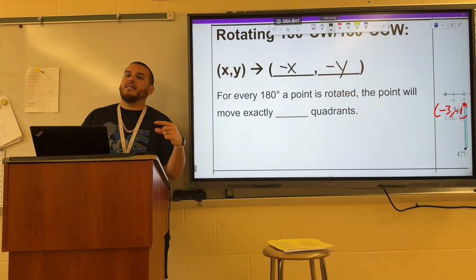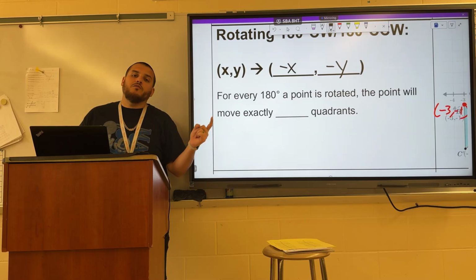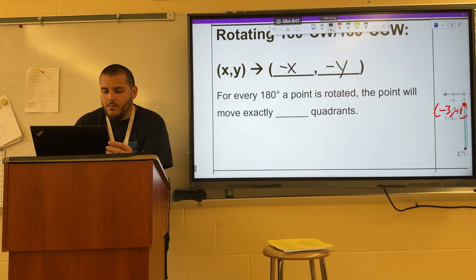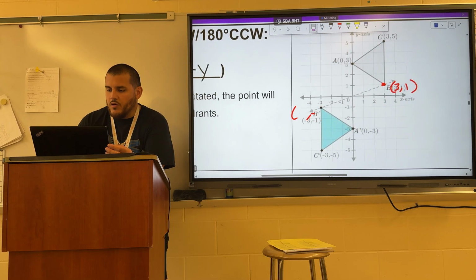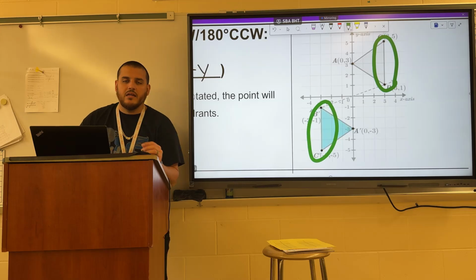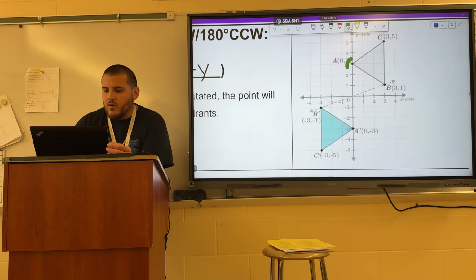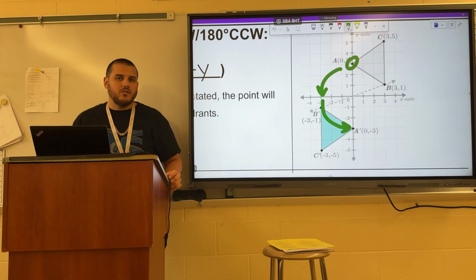As a reminder, every 90 degrees you rotate, a point moves 1 quadrant. So if we rotate 180 degrees, then our point is going to move 2 quadrants. And yeah, we can see how that occurs here with these points. B and C are both up here in quadrant 1. They rotate 2 quadrants down to quadrant 3 after 180 degrees of rotation. Point A is on the y-axis. It moves 2 axes to get to A prime. It's still 2 quadrants of movement.